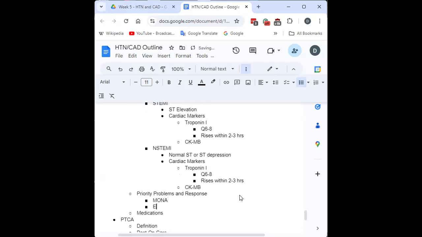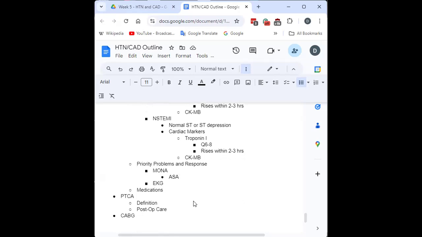Yeah, you want an EKG. You want the aspirin, which is part of MONA, and I believe that one goes from the minimum dose to the maximum dose? Well, aspirin, if someone's having an N-STEMI or a STEMI, I want to give them that 325. I agree.